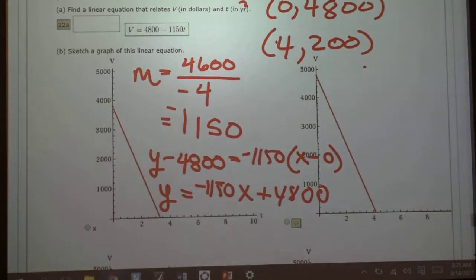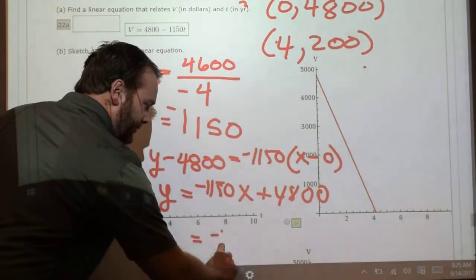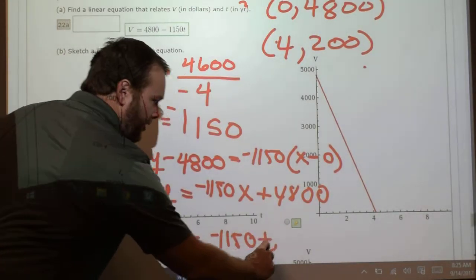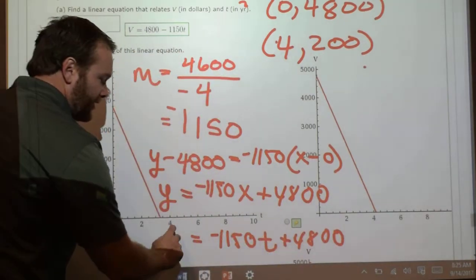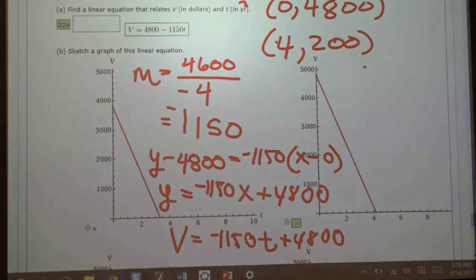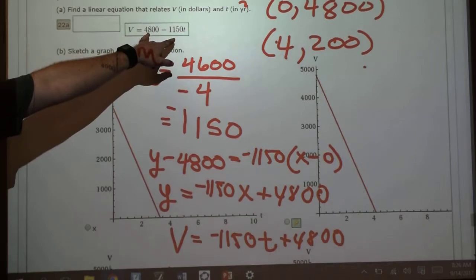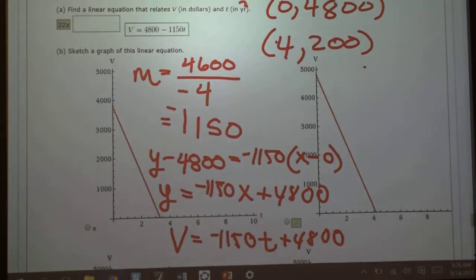Okay? And now, like we said earlier, our x's are really t's in the problem, so plus 4800. And our y's are really v's. So now we've got that expression that they're looking for. Now, it doesn't really matter the order. It will accept either. I've got the t coming first, and then the constant. It will accept either format.